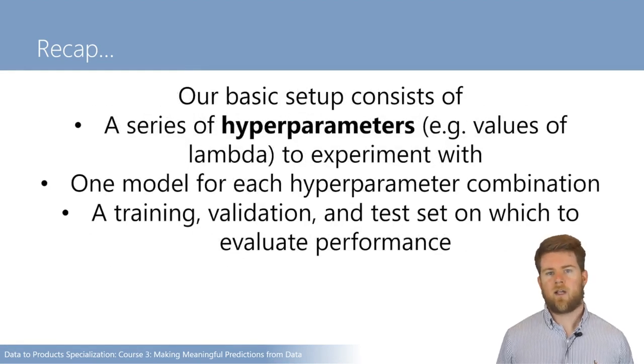Okay, again, recapping, our basic setup should consist of the following. We have a series of hyperparameters. In this case, it might just be that lambda value, which trades off model complexity versus model performance, that we're trying to experiment with and we're trying to select the best value of. For each of those hyperparameters, we get one model. So for each value of lambda, we might get one value of theta from our training set, and we'll then use our training, validation, and test sets somehow to evaluate model performance.